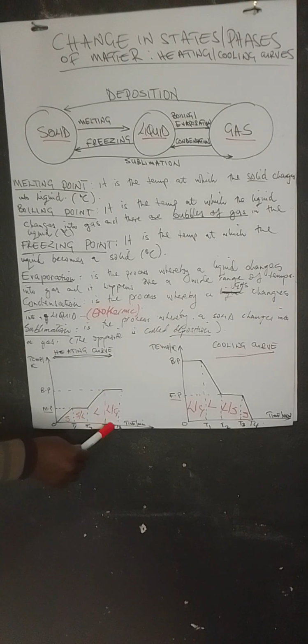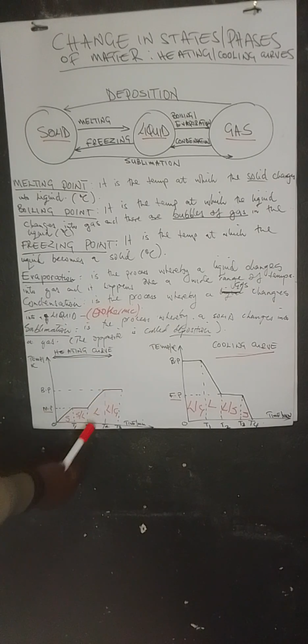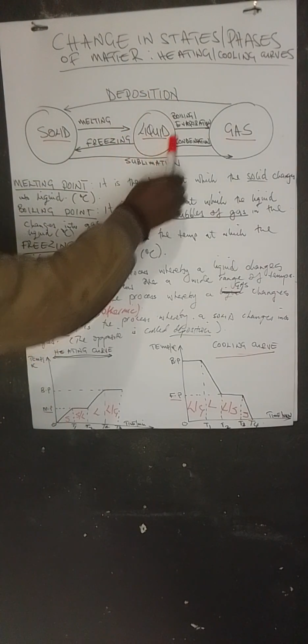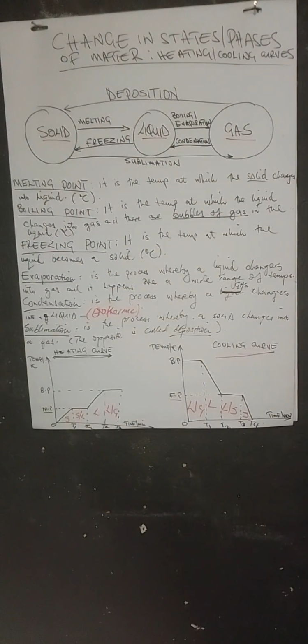Now, you realize that at a certain time TA and the temperature BP, which is the boiling point, the temperature will remain constant even though you continue to heat your liquid. Why? Because at that particular point, your liquid has reached the boiling point, and the heat that you are supplying is being used to overcome the intermolecular forces of attraction between the liquid particles as it changes phase into a gas.